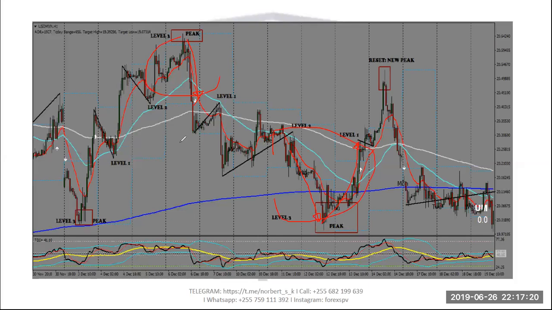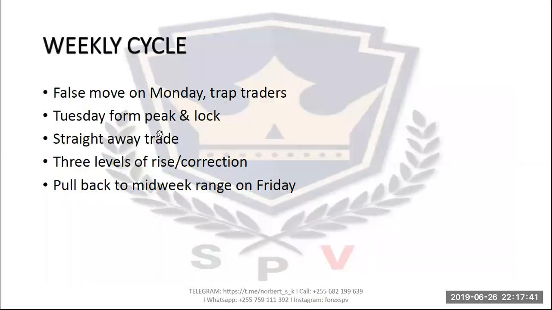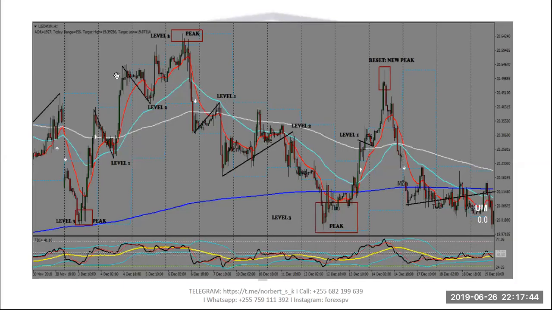Gotcha. So let's talk of the trends, how the retail traders see the trends and how we see the trends. Let's draw a trend line here. So there's a trend line here.